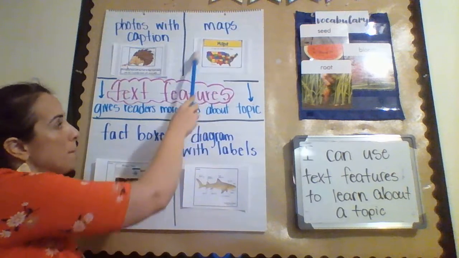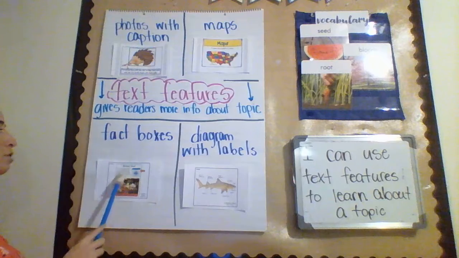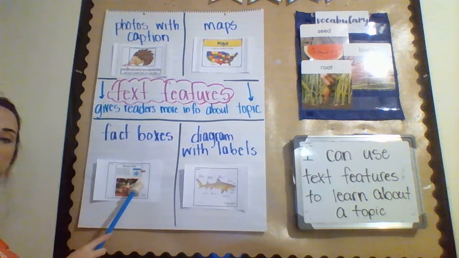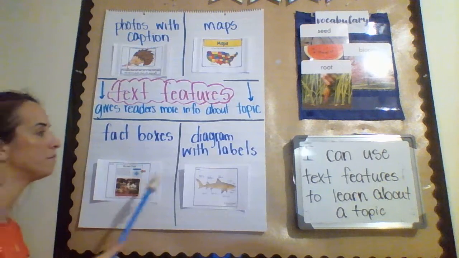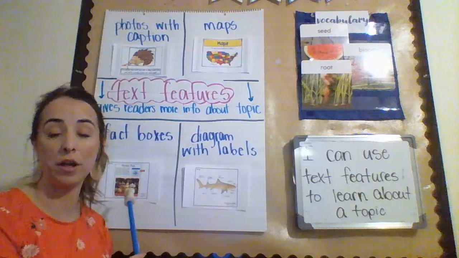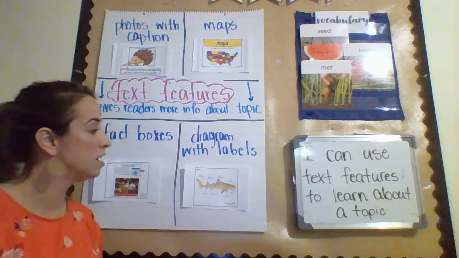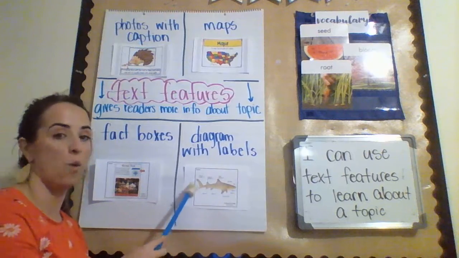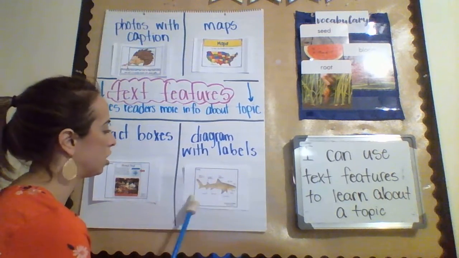Sometimes you might see a map in your book. Sometimes you might see fact boxes. You can't really see it here, but it'll give you a fun fact about the topic. Or you might see a diagram. I know that when we learned about bees, we drew a diagram of bees. So this is a diagram of a what? A shark. I know Julia Maris loves sharks.